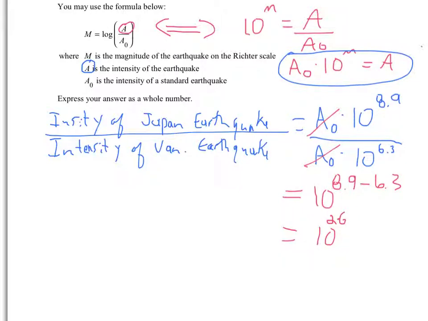So it is at this point we use our calculator. 10 to the exponent of 2.6. We get 398.107. Let me see how we're supposed to round this answer. Express your answer as a whole number.